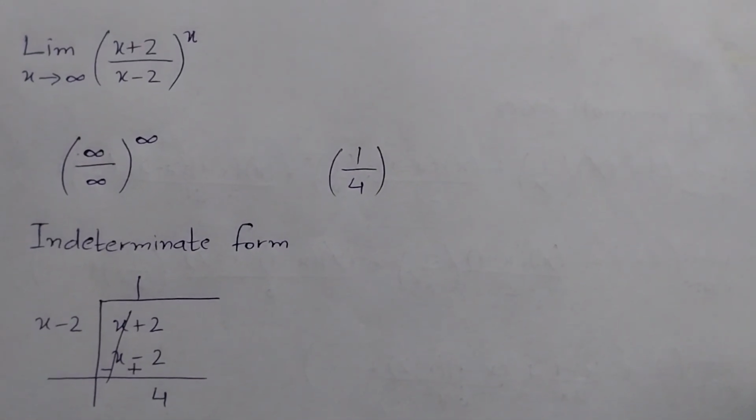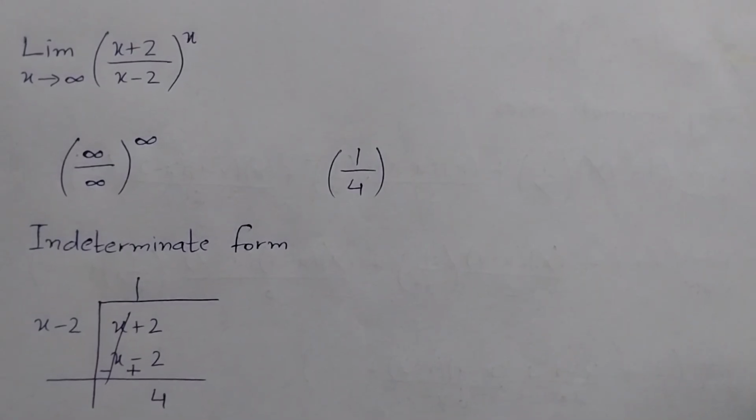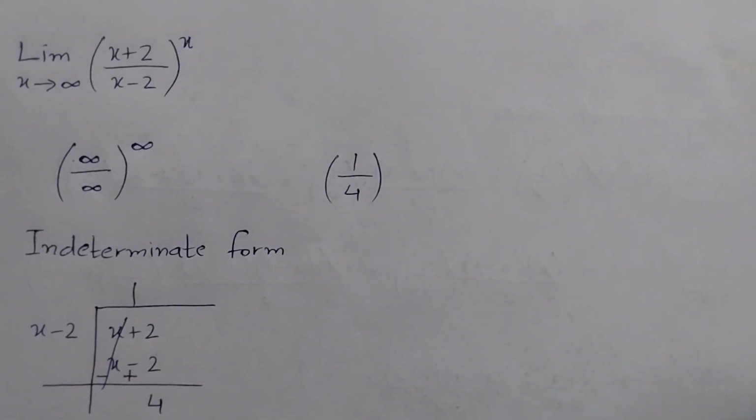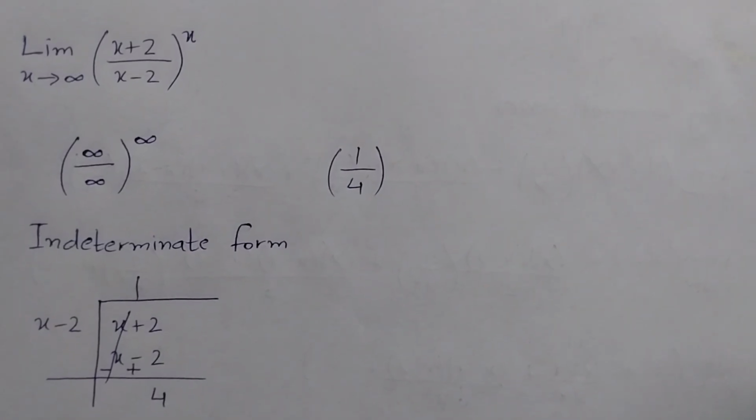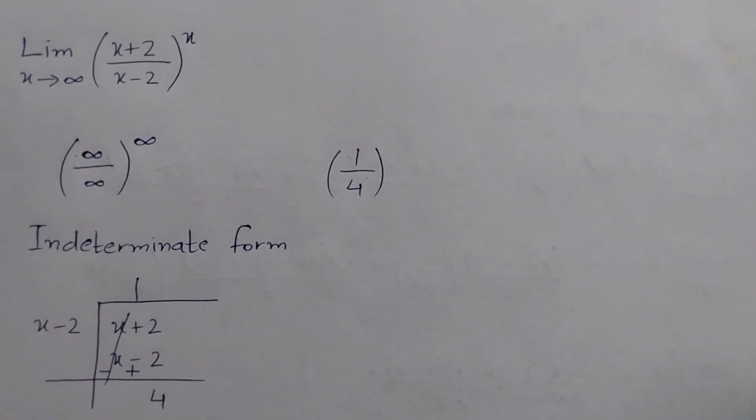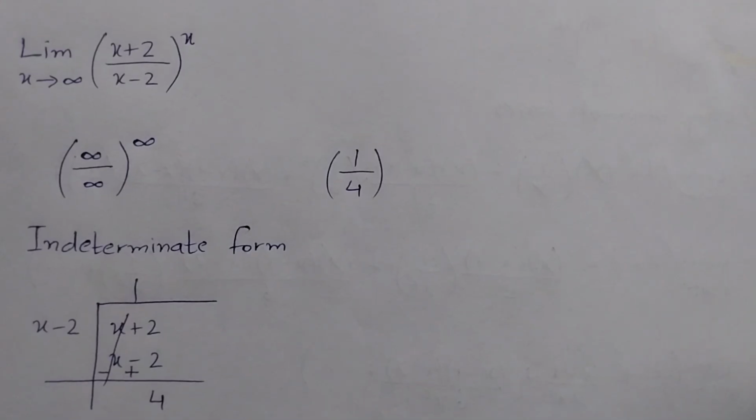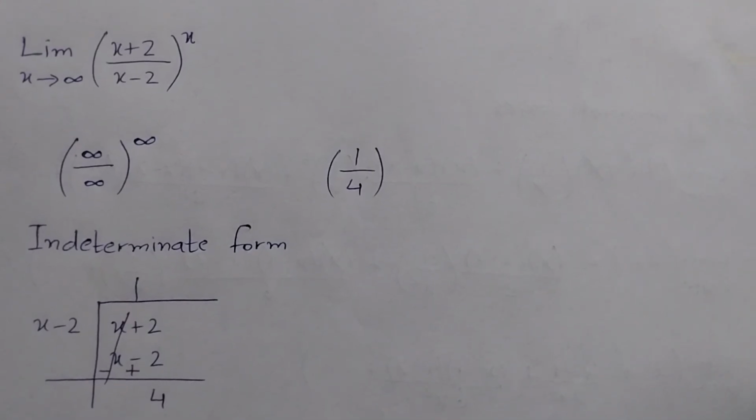Today we are going to evaluate this limit. The limit is limit x approaching infinity of (x plus 2) over (x minus 2), and it is being raised to power x. So as we can see, we are interested in finding what this expression approaches when x approaches infinity.